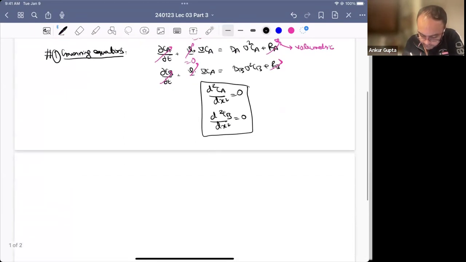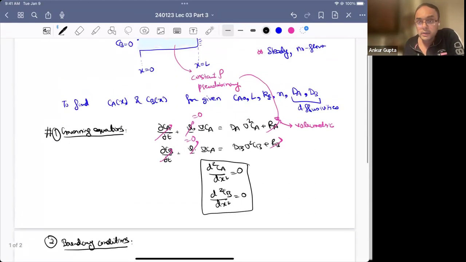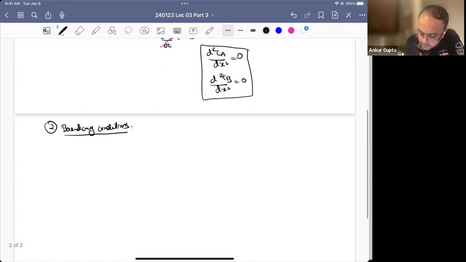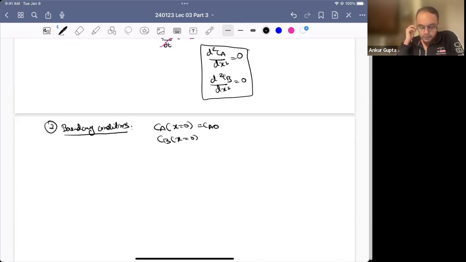Now, let's go to the second step, which is the boundary conditions. There are two boundaries, x is equal to 0 and x is equal to L. At x is equal to 0, the value of CA is CA naught. Very simple. CB at x is equal to 0 is equal to 0. So that's the x is equal to 0 boundary.